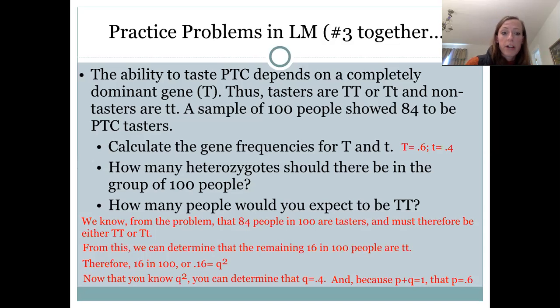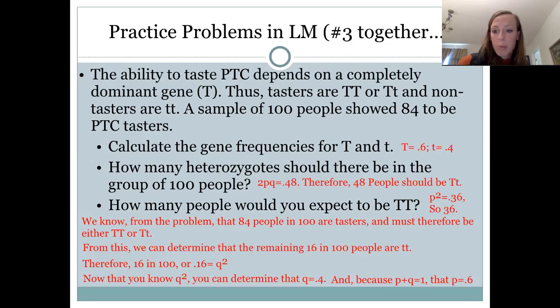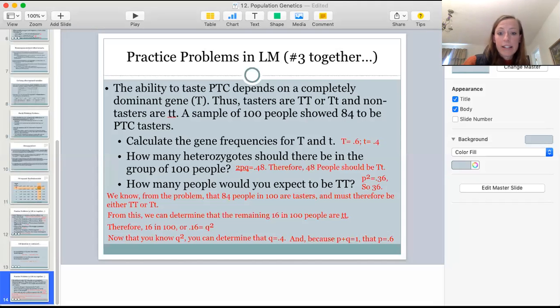Next question in the lab manual asks how many heterozygotes should there be in a group of 100 people? Here we're talking about 2PQ. To find that out, all we have to do is multiply 2 times P, which is 0.6, times Q, which is 0.4. 2 times 0.6 times 0.4, and we should get 0.48, so 48 people. Oh, I got too far ahead of myself. How many people would you expect to be big T, big T? Those are your P² people. P, which is 0.6, squared is 0.36, and if we're talking about 100 people, it's 36 people. All right, so that is the third problem.